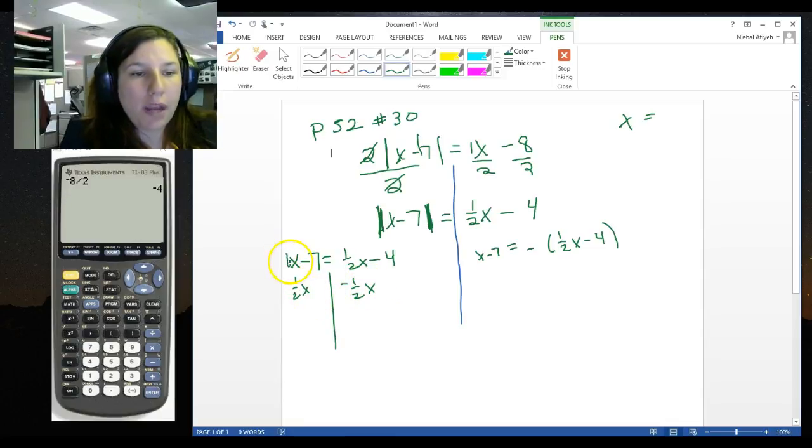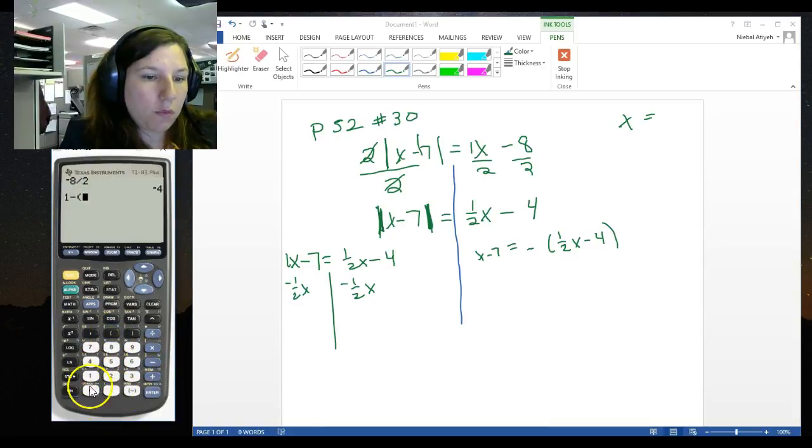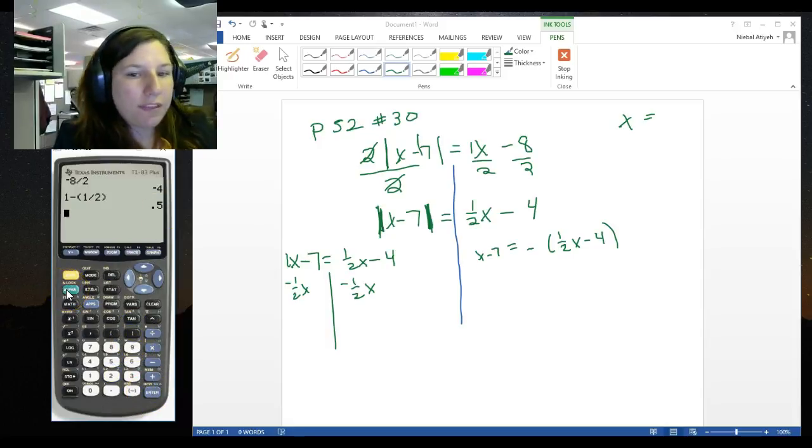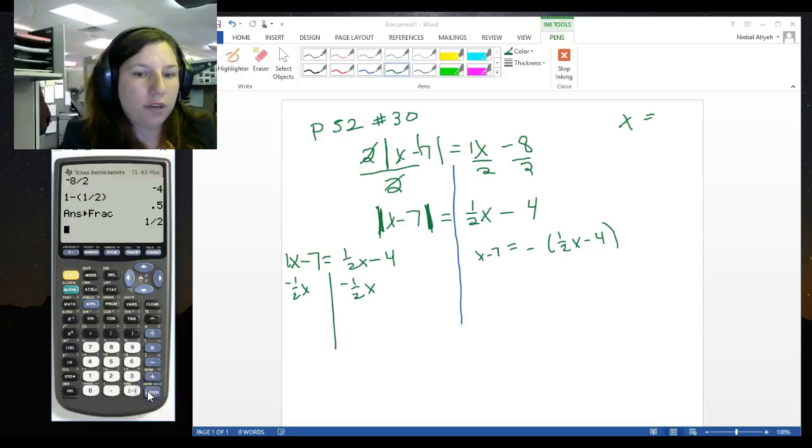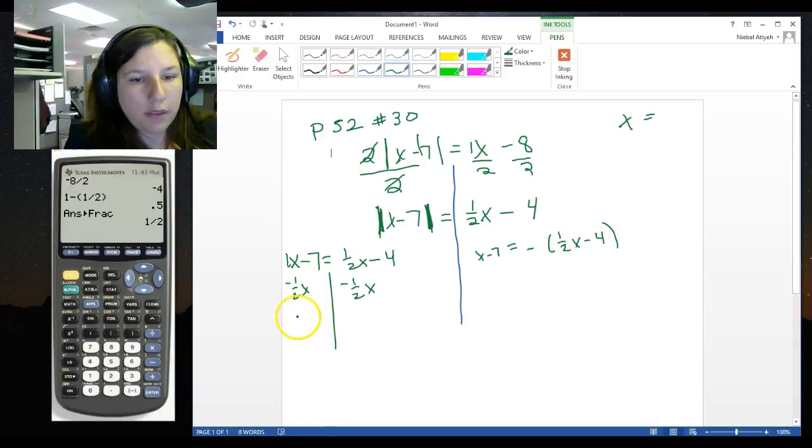Okay, and again, this is a 1x. 1 minus 1/2, okay, is 0.5. And then your answers, if it's given to you as fractions, you want to leave them as fractions. So I just want to change that back to a fraction. I'm going to push math, enter, enter. And it'll tell you, okay, that's 1/2. Okay, I still want to get that 1/2 x alone. So instead of subtracting 7, I'm going to add 7.